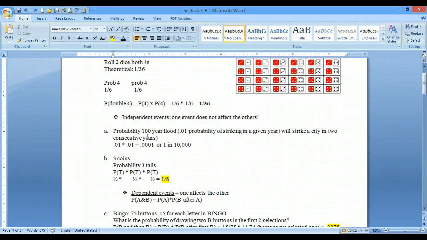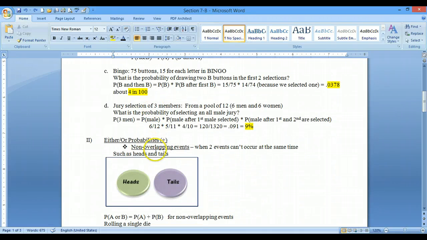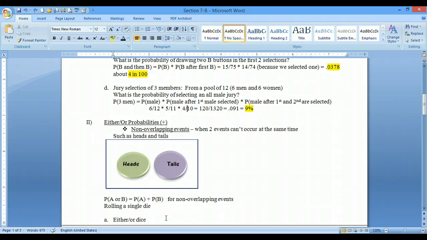And you look at either independent or dependent events. Either or, we have non-overlapping or overlapping, and that's adding. Non-overlapping events are when 2 events cannot occur at the same time, such as heads and tails. You either have one or the other. For either or probabilities, we have the probability of A or B. We just add probability of A plus the probability of B for the non-overlapping events.